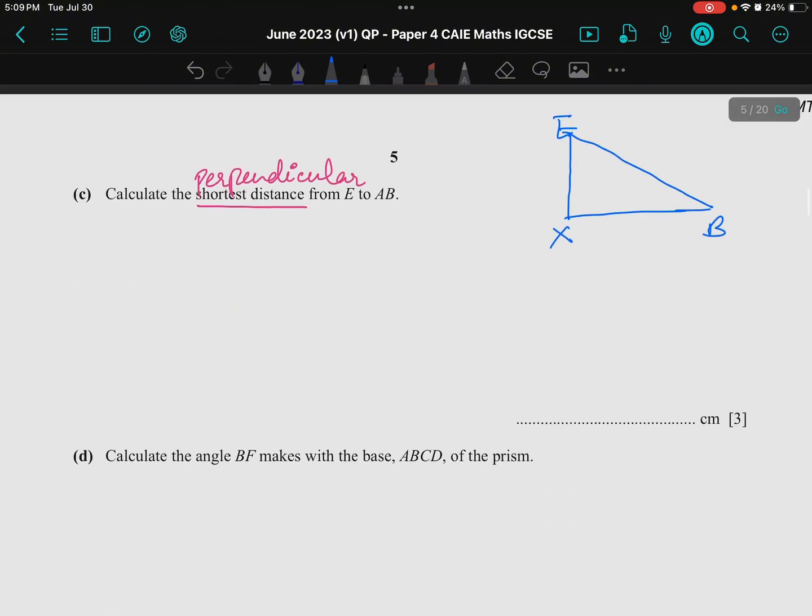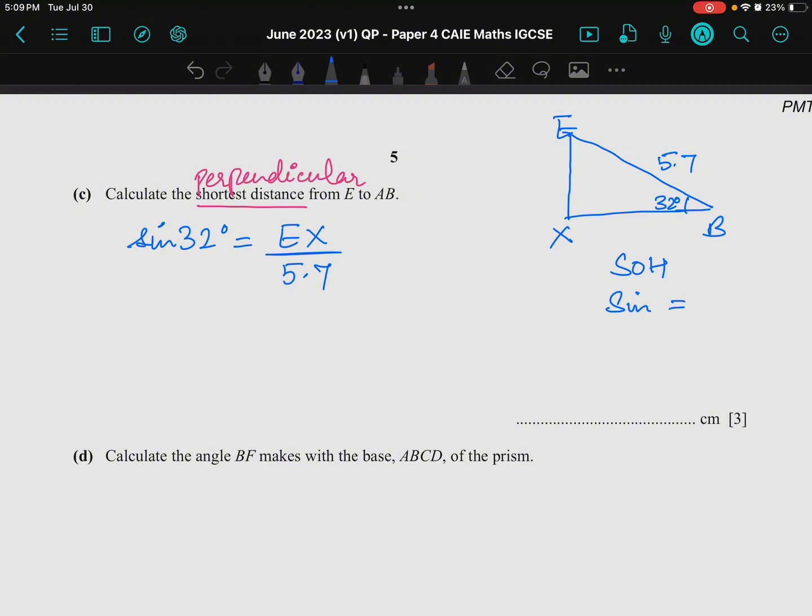So angle EBX is given as 32 degrees. This is 5.7. So sine of 32 degrees is equal to EX upon 5.7. So SOH, that means sine is equal to opposite upon hypotenuse. So EX is what? Sine of 32 degrees multiplied by 5.7, which will give me 3.02, my answer.